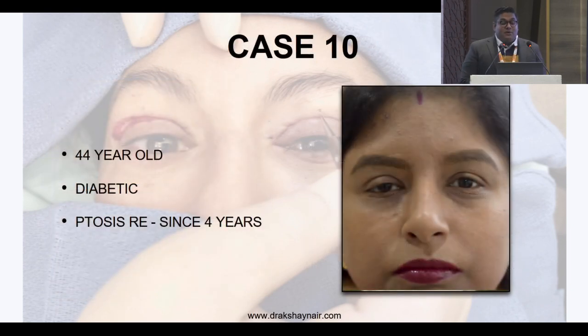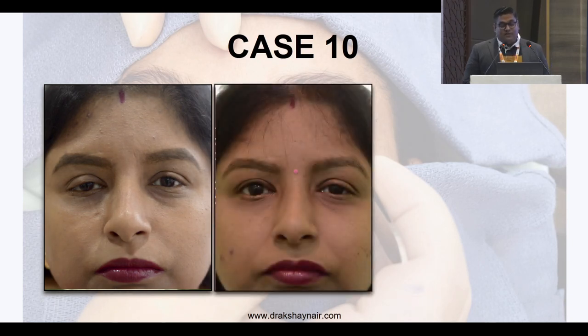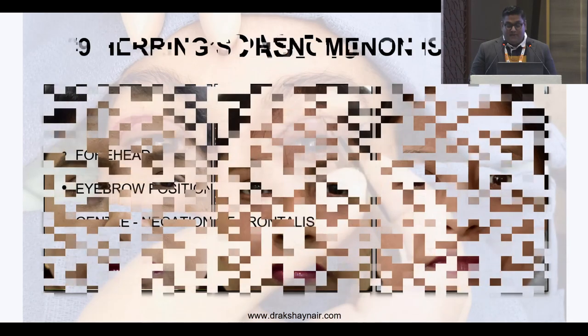The next red flag is about this 44-year-old diabetic who had ptosis for 4 years. She was investigated for myasthenia and thyroid, and everything looked okay. So we did an anterior approach, a levator resection in the left eye. And after the surgery, obviously in the right eye, Hering's had unmasked the ptosis there. And again, the beauty of having documented, you can see that the brow position in the pre-op photo is also asymmetrical, giving you an indication that there was asymmetrical ptosis that should have been checked, and Hering's should have been unmasked.